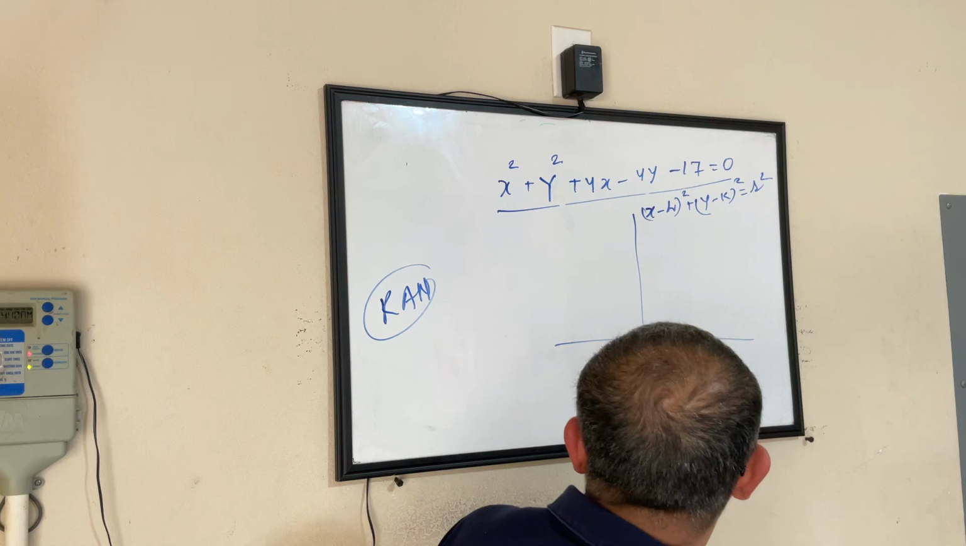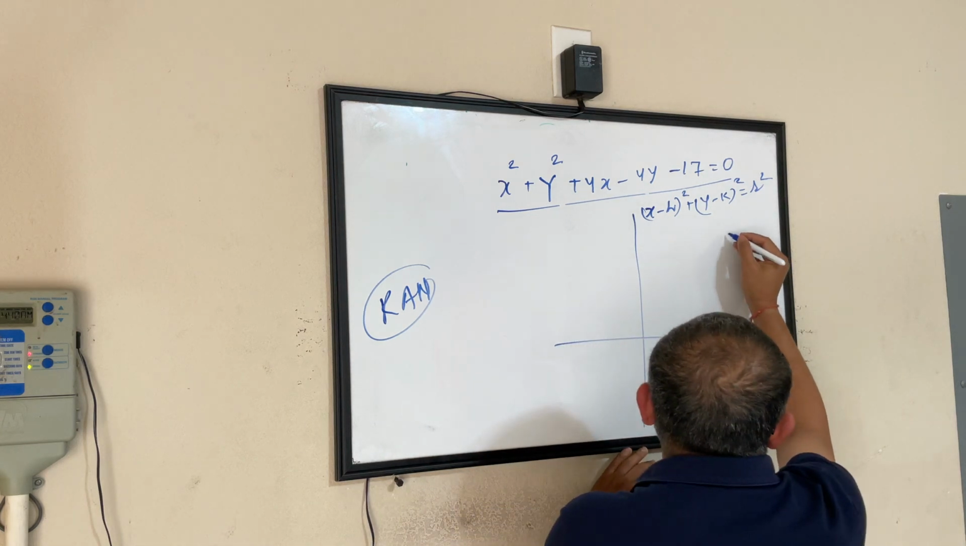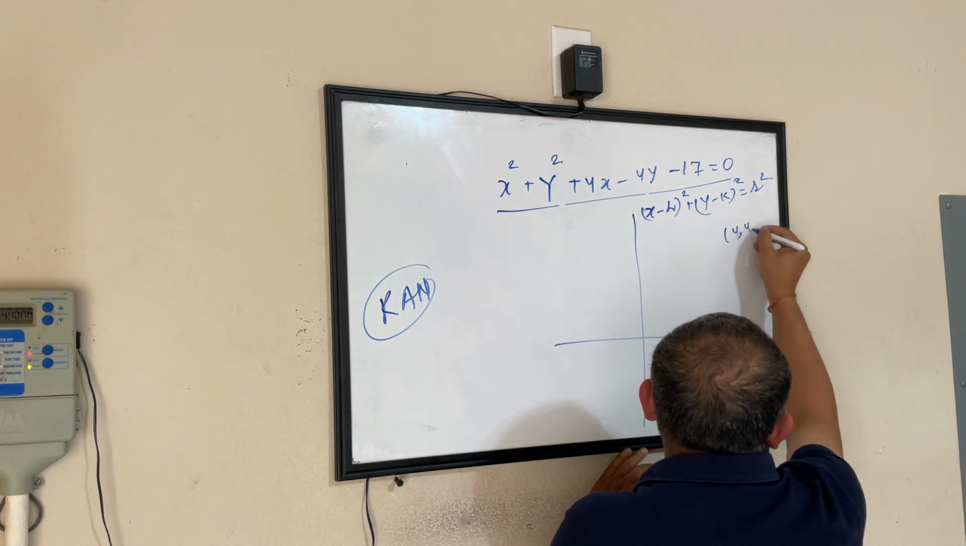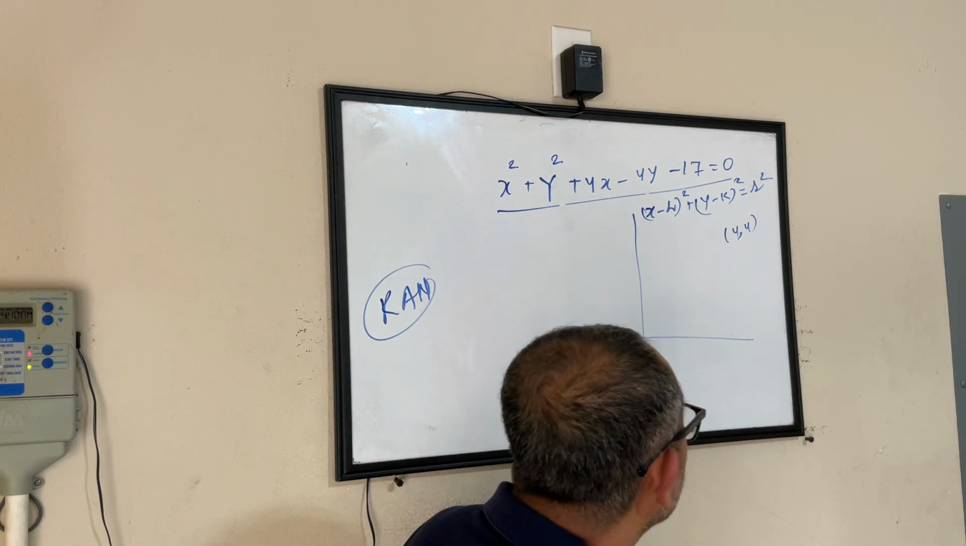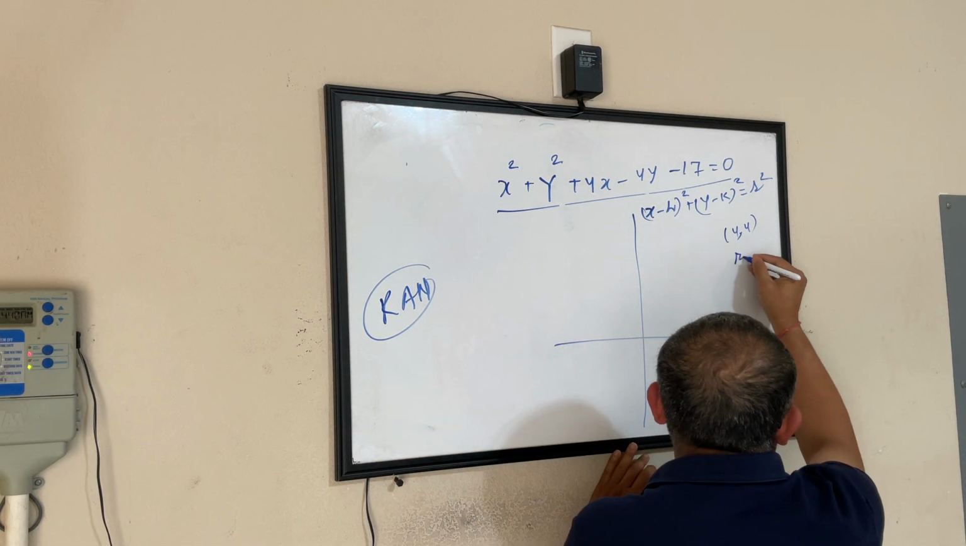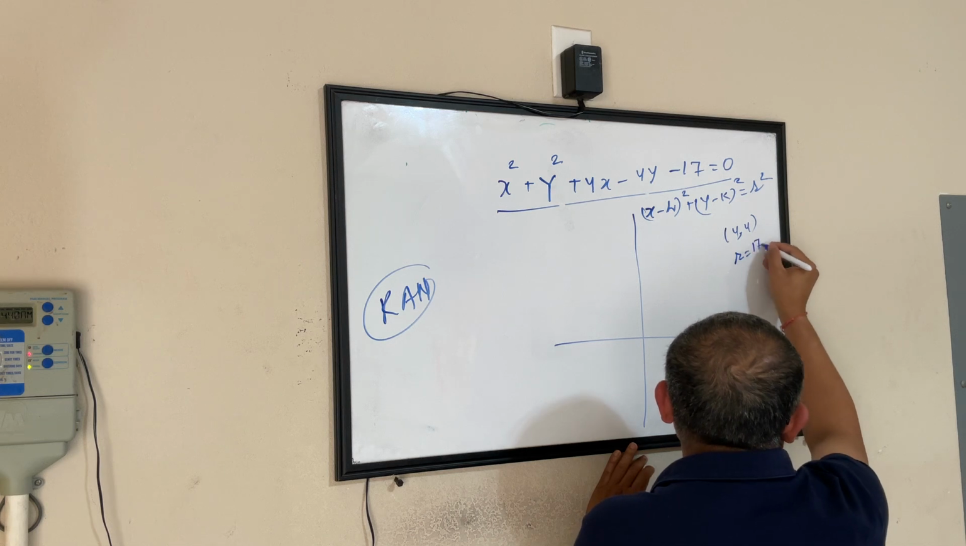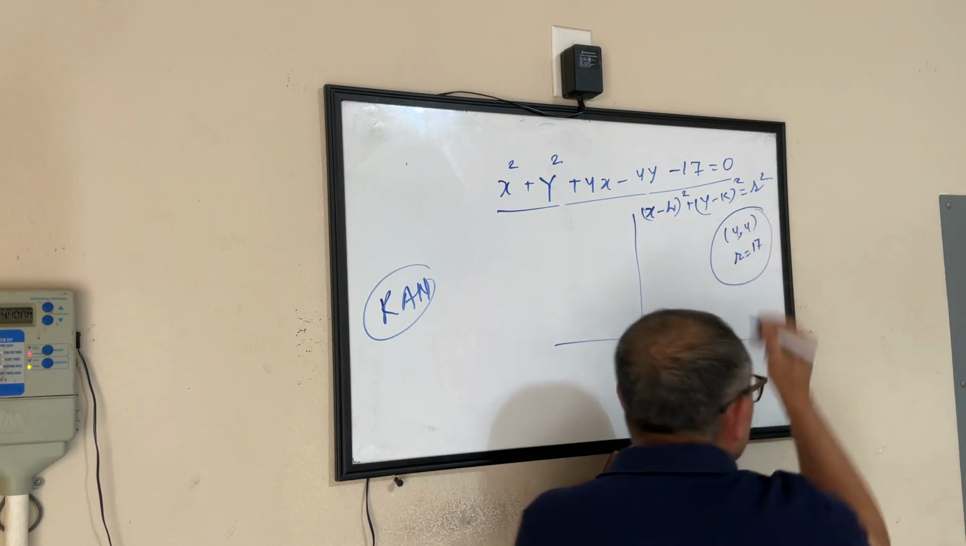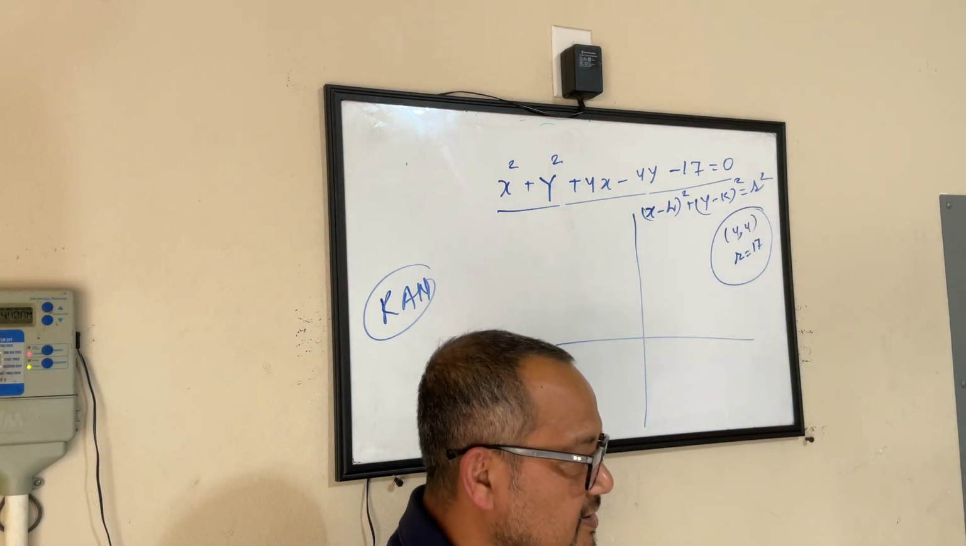It's 4, x is 4 and y is 4. And then the radius will be 17. 4 comma 4, is that what you're saying? Mm-hmm, radius will be 17. No, radius would be square root of 17.